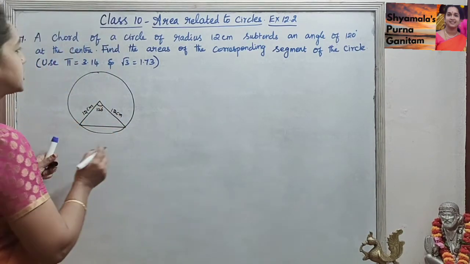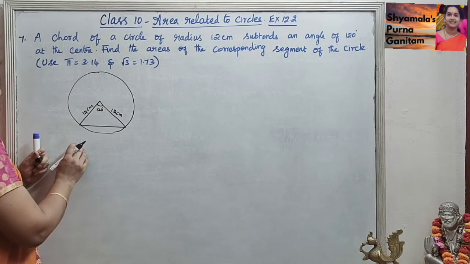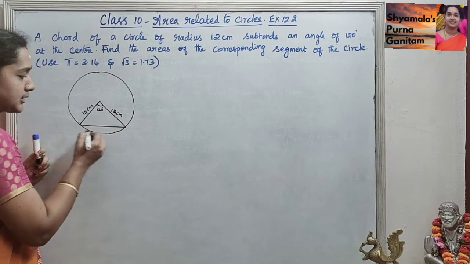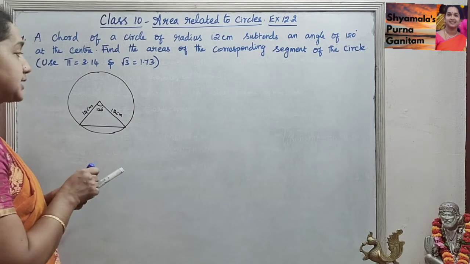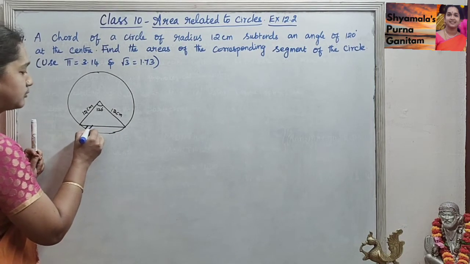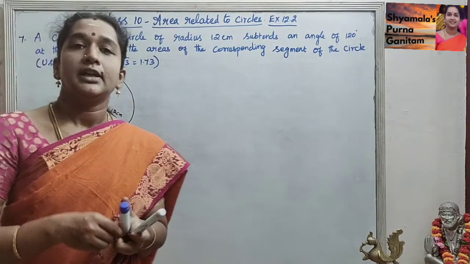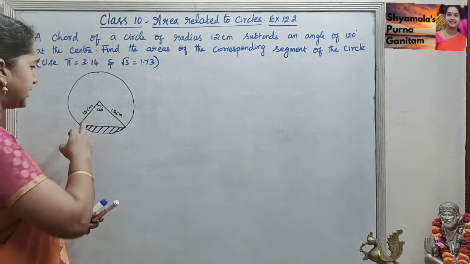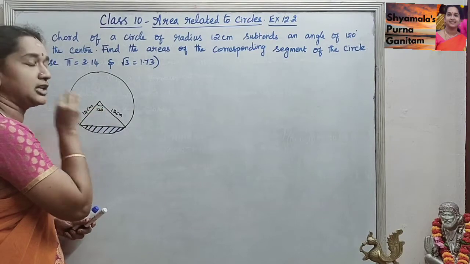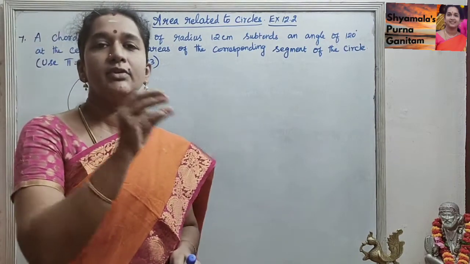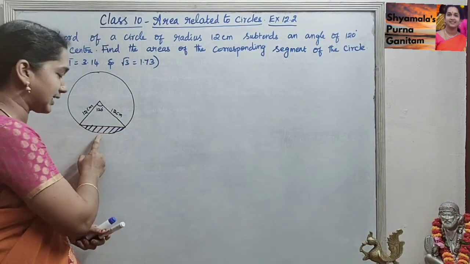Okay, we are asked to find the area of the corresponding segment. That is, we are asked to find the area of this corresponding segment. This part we are asked to find. So this one is very simple. That is area of the sector minus area of the triangle. If we do that, we will get the area of the corresponding segment.